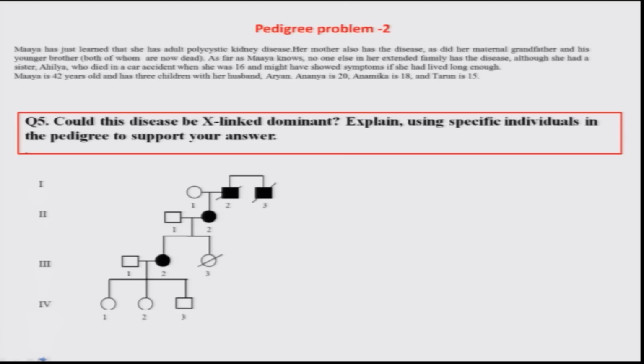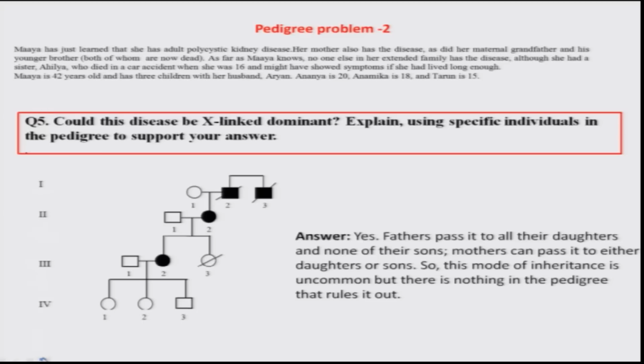So, that is what is being seen. So, it can be, but this mode of inheritance is uncommon, but there is nothing in the pedigree that rules it out. So, that was pedigree problem 2. We solved 5 questions and we ruled out why this pedigree is not X linked recessive, autosomal recessive or X linked dominant, and most likely this is an autosomal dominant disease.